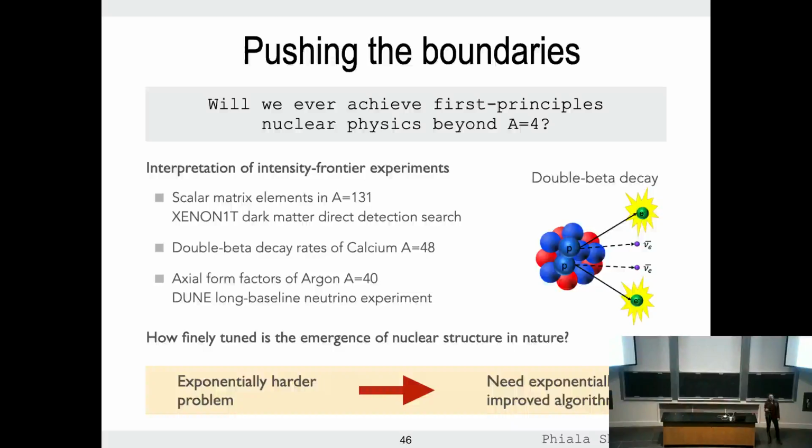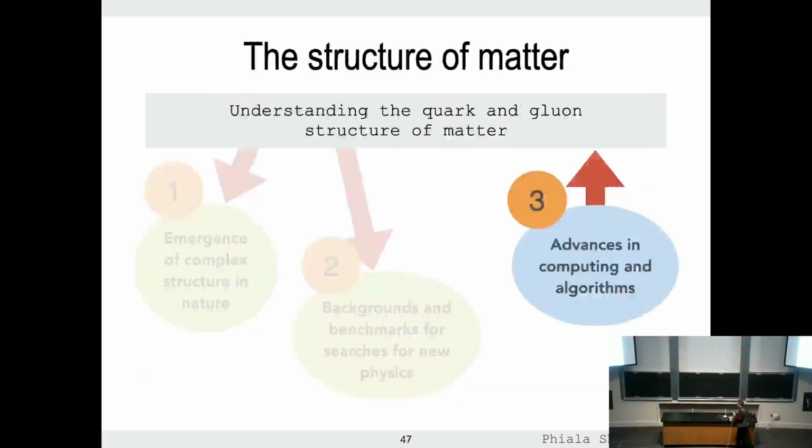So these are exponentially harder problems, and even getting at them via this way of matching, you still need much better precision than we're able to get with conventional algorithms. And so you ideally want exponentially improved algorithms to make this possible.